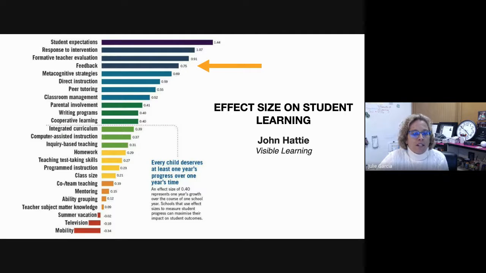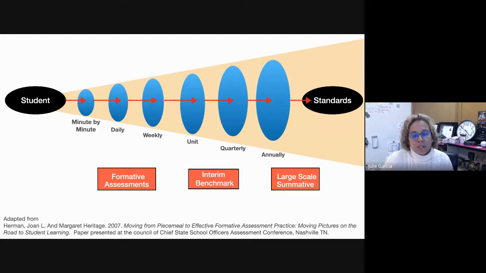And so the effect size of a 0.4 means that if you implement this strategy, your students will make 1 year growth. But what Hattie discovered is that through feedback and through formative teacher evaluation or formative assessments from the teacher, they noticed almost 2 years worth of growth for these students. So we can see that there is some research that shows that formative assessments, or really analyzing the basketball shot, right, not just looking at the hoop, can really help our students.